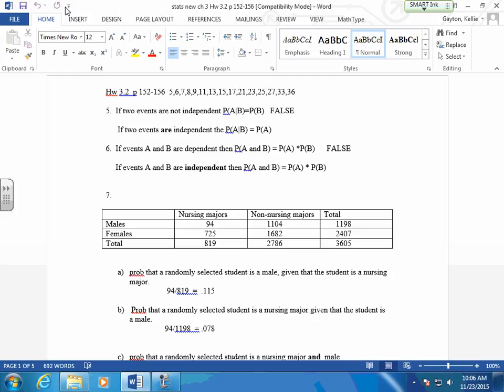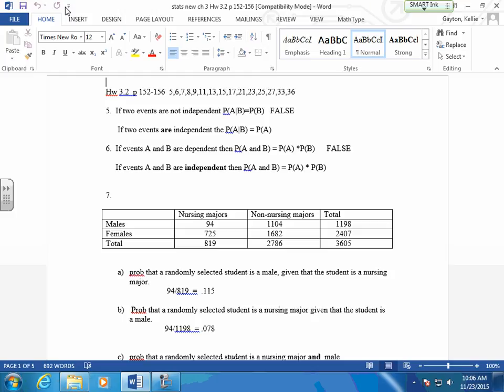The line means given. So the probability of A given B. Did this say A in your book? Probably. Did I write it down wrong? No, it did. It had it backwards.